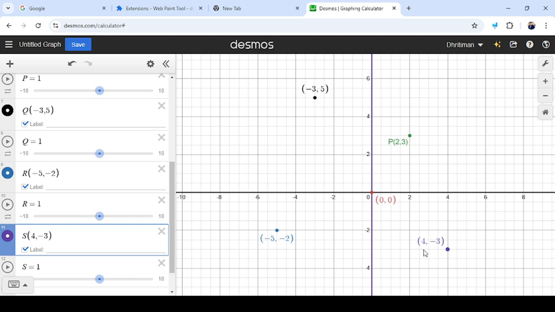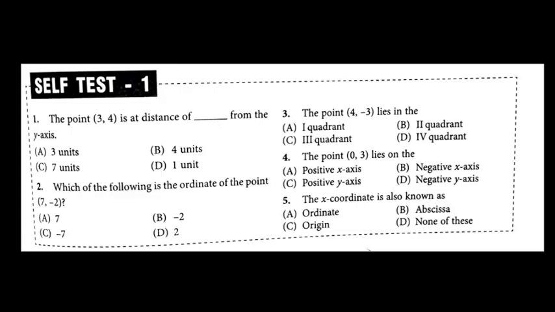Now let us come to our self-test. The first question: the point 3, 4 is at a distance of dash from the y-axis. Distance from the y-axis means the x-coordinate. Here the x-coordinate is 3. So 3 units will be the answer. A is the answer.